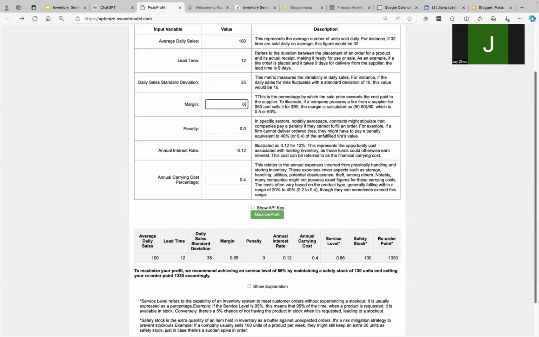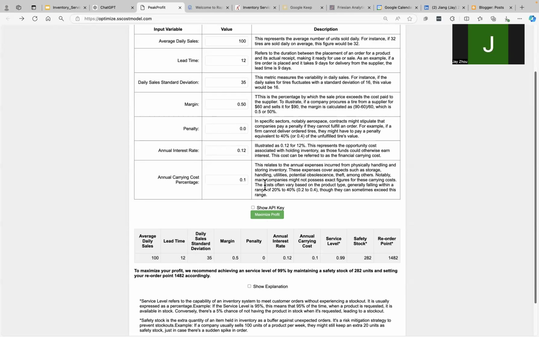Let's raise it to 50%. So if it's 50%, it's 98% service level. We can play with it. For example, if our carrying cost is very low, 1%, 10%, then our service level should be higher. Well, this makes sense, right? If it costs less to carry the item, that means we can have a higher service level.